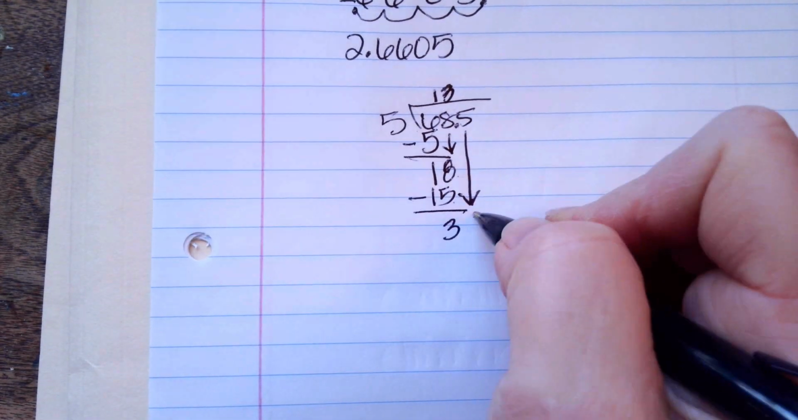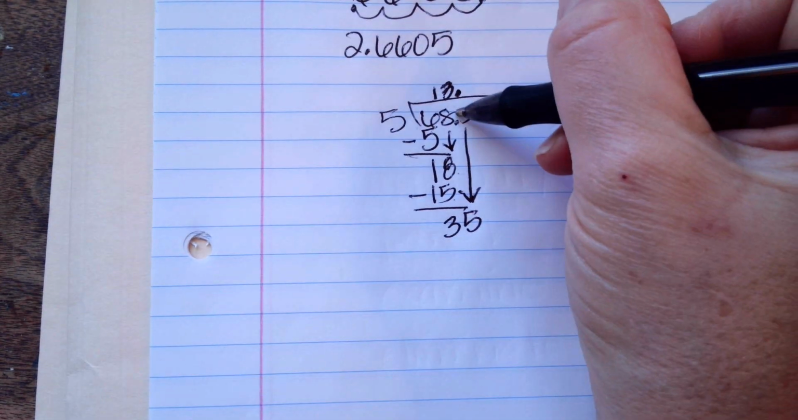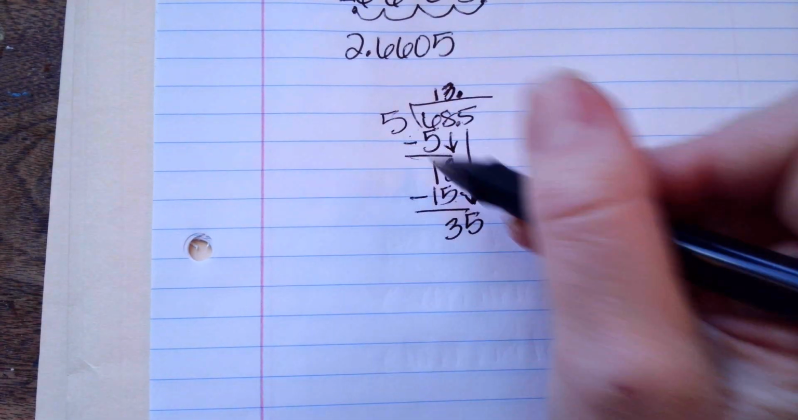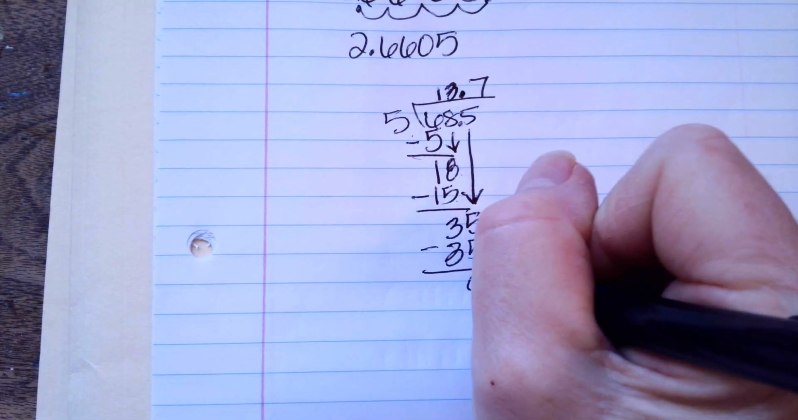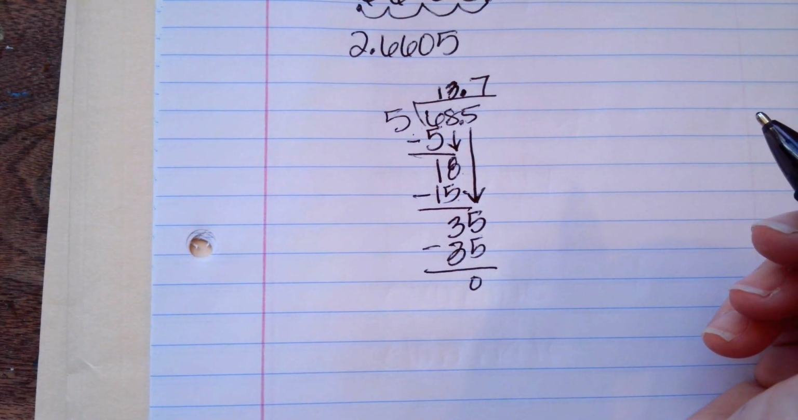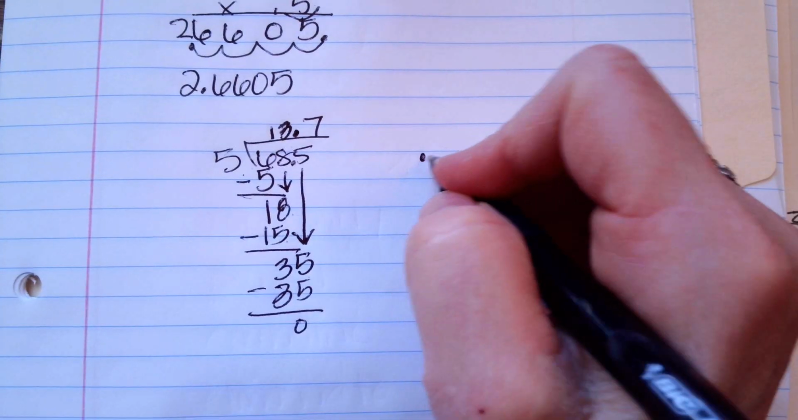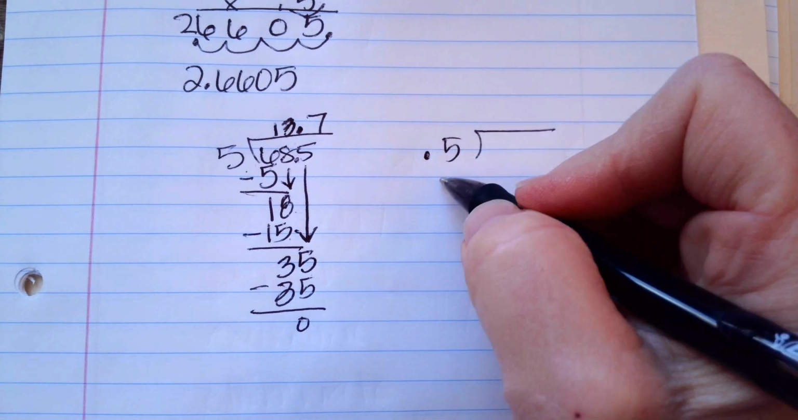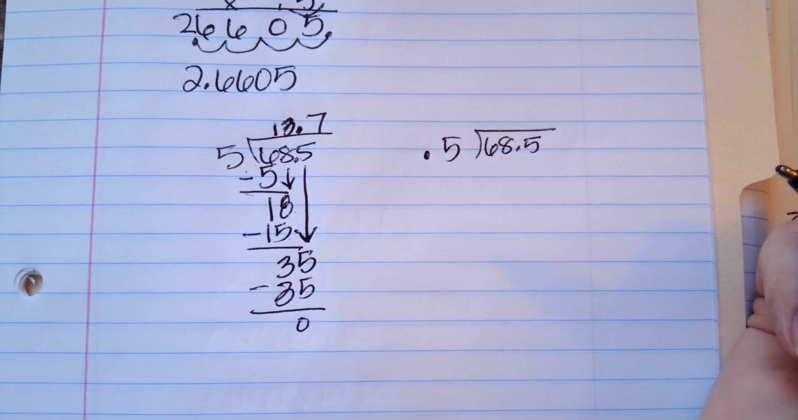We bring down the 5, and then this goes straight up here. We don't move it, we keep it right there. 5 goes into 35 7 times. 5 times 7 is 35. 35 minus 35 is 0. If there is a decimal on this side of the division problem, then we do have to move it.